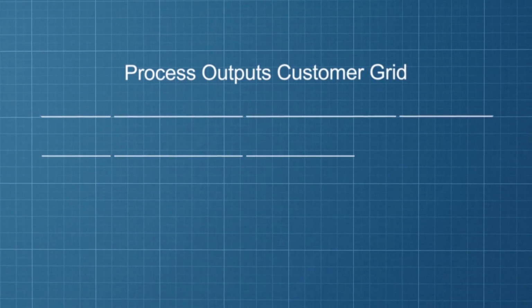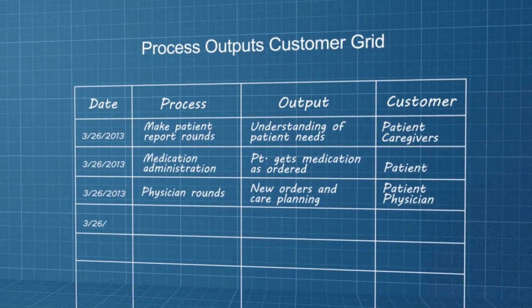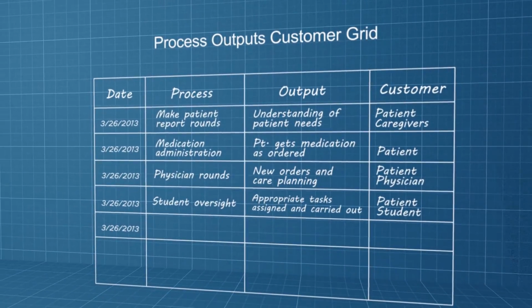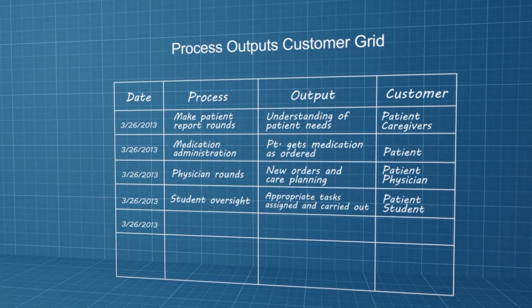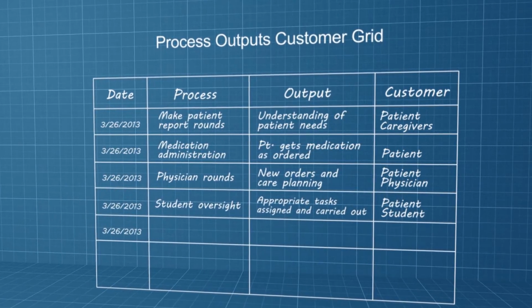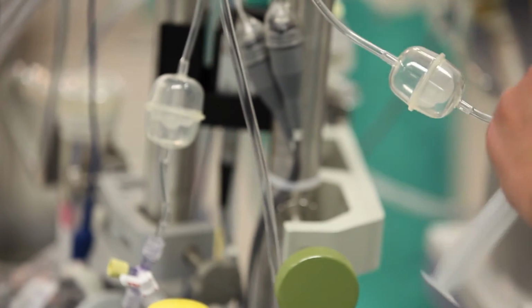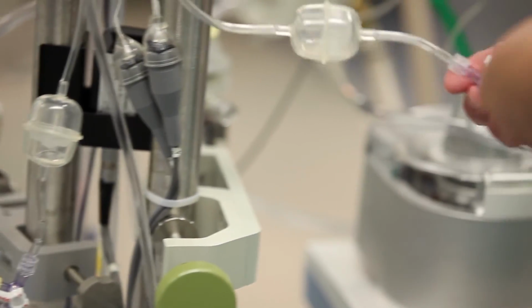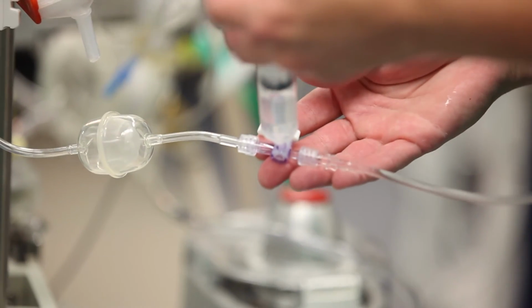A second tool is a process outputs customer grid. A process outputs customer grid is just a matrix with 3 columns. Its purpose is to list the main processes that make up your daily work, along with their primary outputs and customers. That is the exercise assignment for this module. Would you please build a process outputs customer grid? Our aim is to give you a stronger sense of the processes that make up your own work. Your process outputs customer grid will also lay a foundation for further process management and improvement activities in subsequent modules.